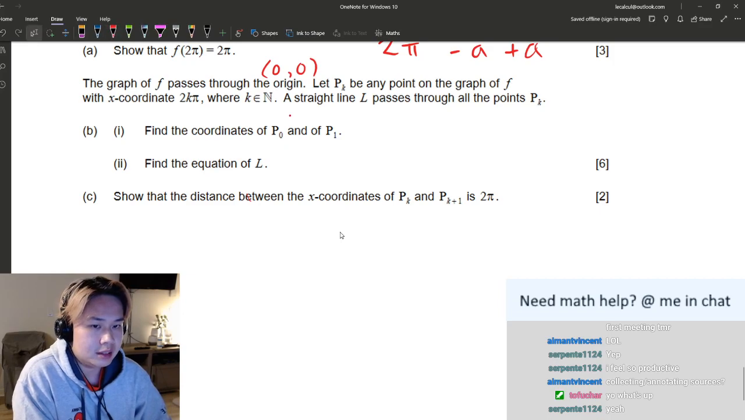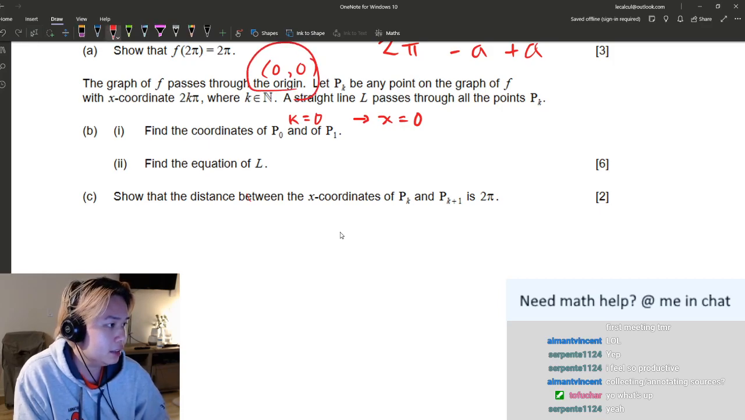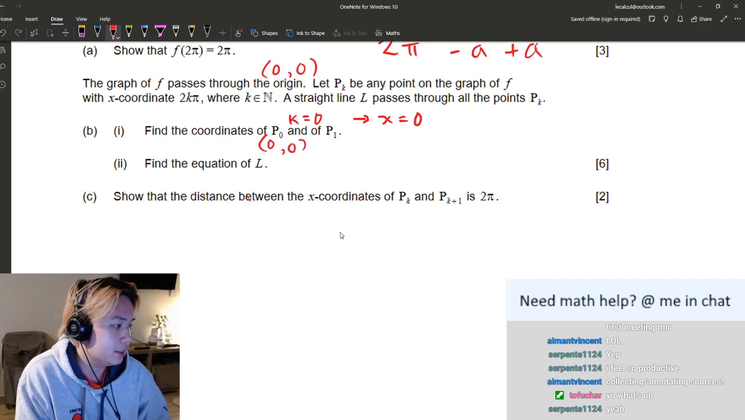Okay, well, p0 means that k is 0, which essentially means that the x-coordinate is 2 times 0 times pi, which is 0. So what's the coordinate when the x value is 0? I already know it goes through the origin. So the coordinates of p0 are 0, 0.